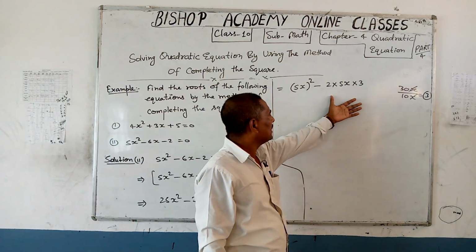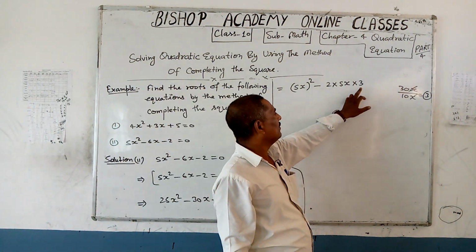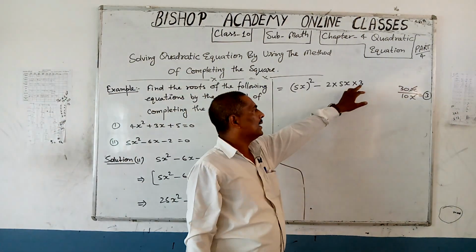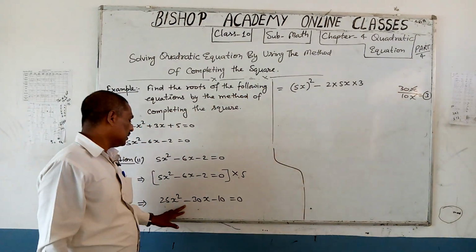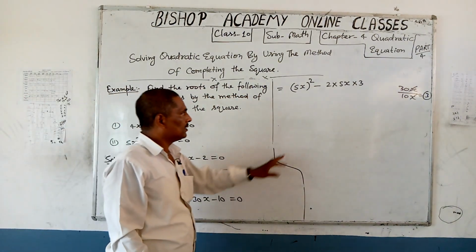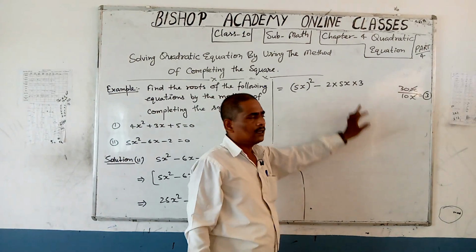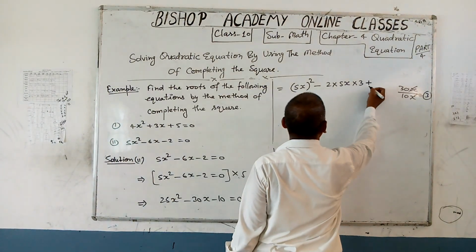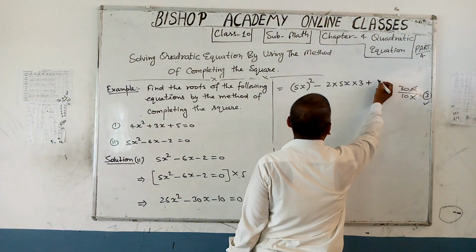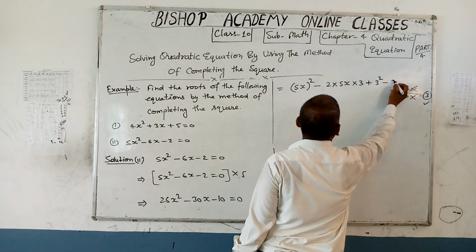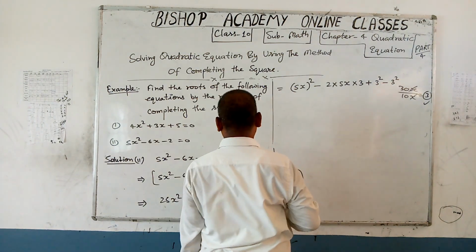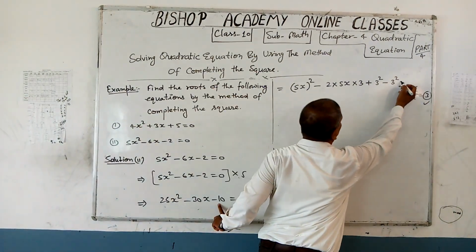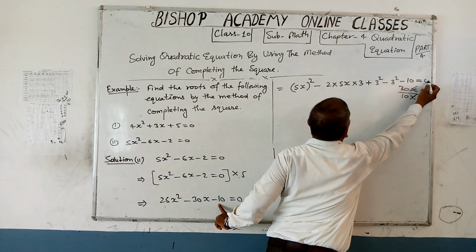Dear student, now you can see that the product of 2, 5x and 3 is just equal to 30x. 2 5s are 10 and 10 3s are 30x. In the place of minus 30x, minus 2 multiply 5x multiply 3 is perfect. Now further you will add the square of 3 and subtract also the square of 3, and you will take down minus 10 as the last term. Here minus 10 is equal to 0.